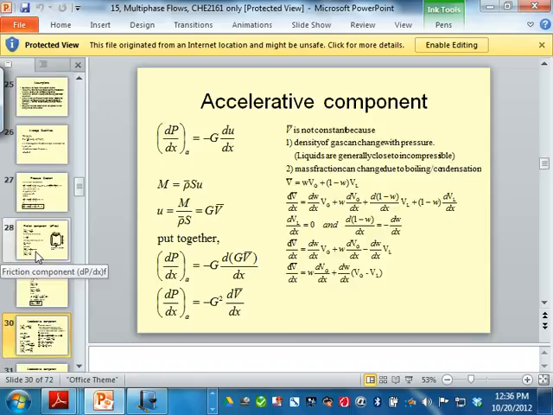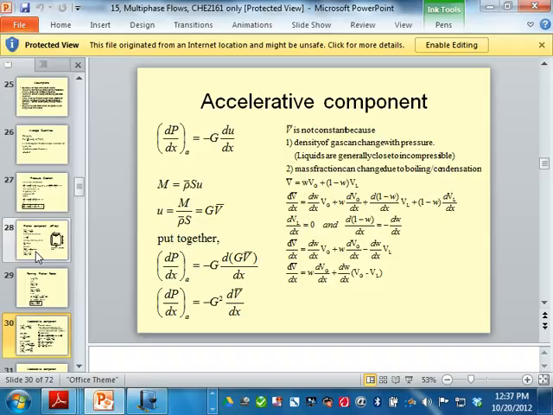Okay. Acceleration component. The acceleration is due to two things. I explained just now that the gas can expand or contract. Now the liquid density is about the same, but the gas can expand or contract depending on the pressure change, and that's incorporated in here. The second one, if there's a phase change, liquid converting to vapor, that also causes a density change, and that also causes an acceleration. So there's two components in here.